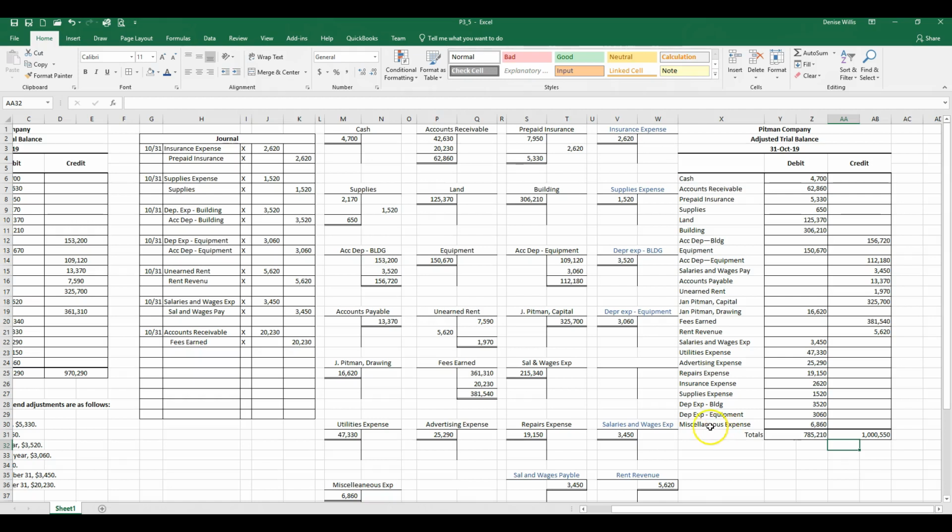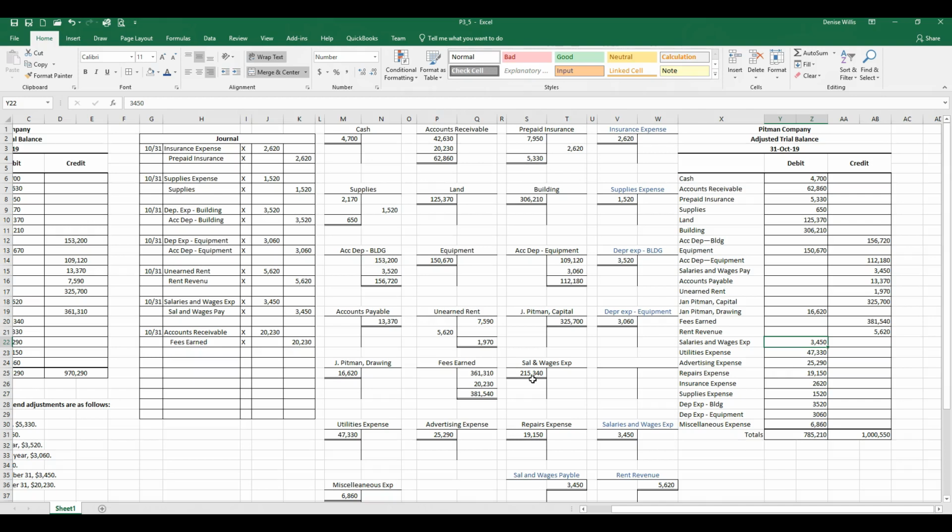Hold on here. I see what it is. Forgot to put our salary and wages expense in here. Hold on. Oh, I put it right there. Put the wrong number in there. Salary and wages expense. I have two numbers. What have I done? Oh my.